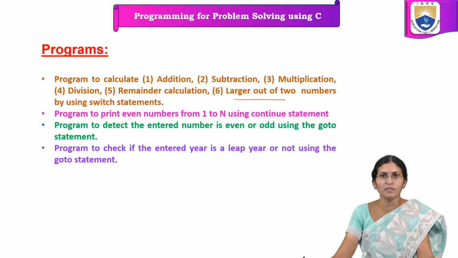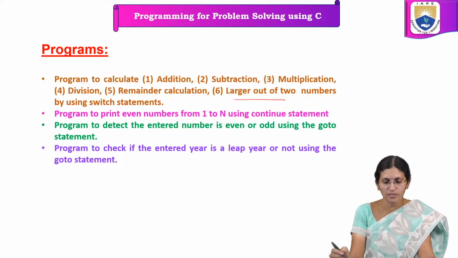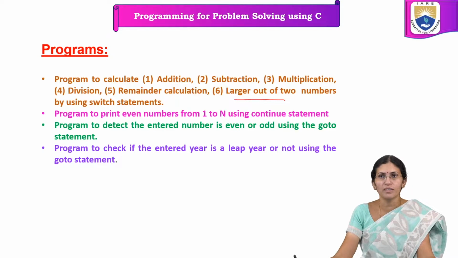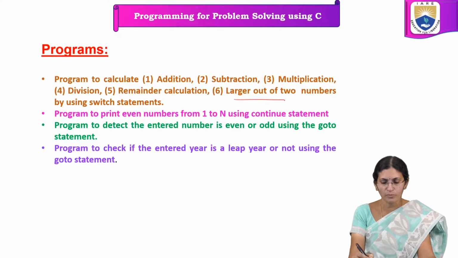So this is a menu driven program, where these are the different options available to the user, and based upon the option selected by the user, the program will perform either addition, subtraction, multiplication, division, remainder, or find out the largest of two numbers. The next program is to print the even numbers from 1 to 10 using continue statement.